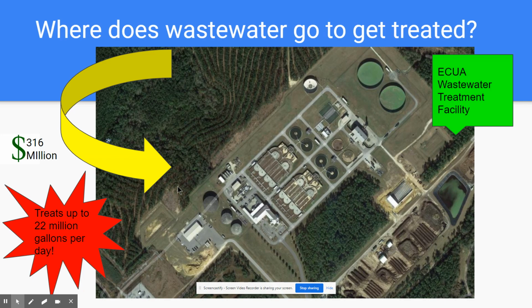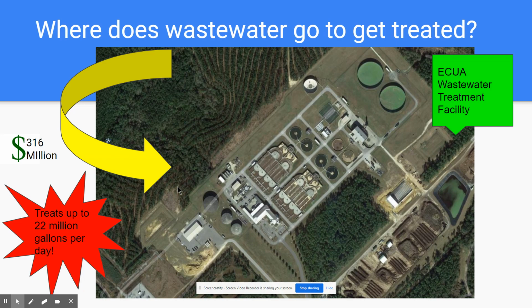$316 million this treatment facility cost. Now, that's a large number. Again, you talk about something that is really expensive and a huge project, but it's necessary. And this plant, this facility, actually can clean 22 million gallons of wastewater per day. I'll say that again. This wastewater treatment facility can clean and treat up to 22 million gallons a day.